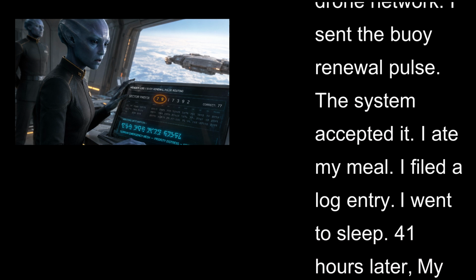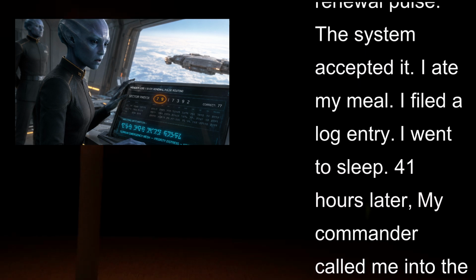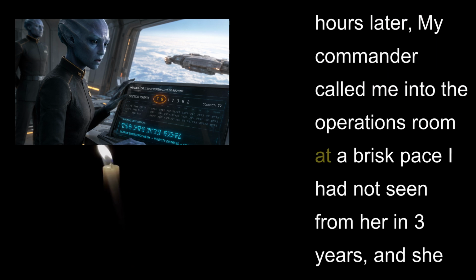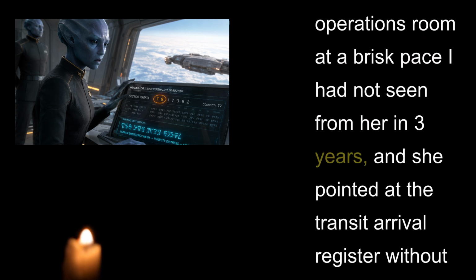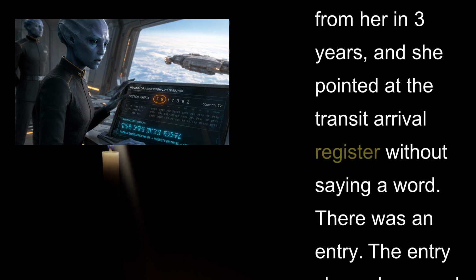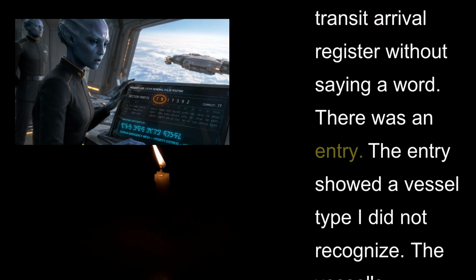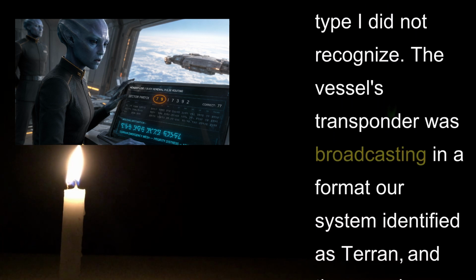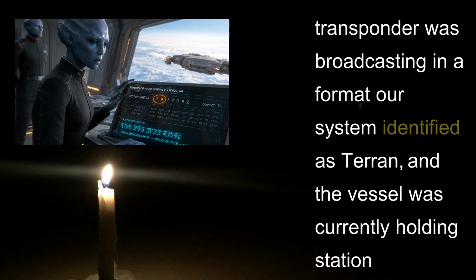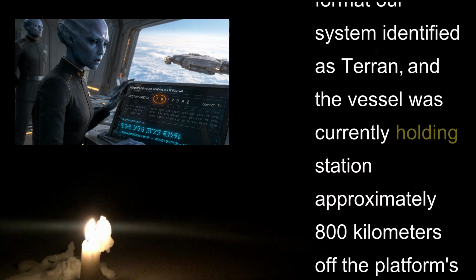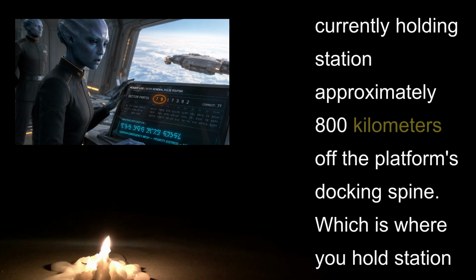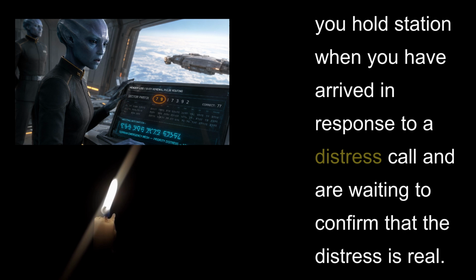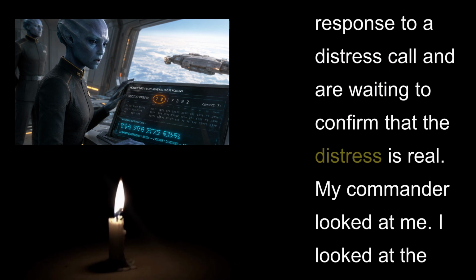I sent the Buoy-Renewal pulse. The system accepted it. I ate my meal. I filed the log entry. I went to sleep. 41 hours later, my commander called me into the operations room at a brisk pace I had not seen from her in 3 years, and she pointed at the transit arrival register without saying a word. There was an entry. The entry showed a vessel type I did not recognize. The vessel's transponder was broadcasting in a format our system identified as Terran, and the vessel was currently holding station approximately 800 kilometers off the platform's docking spine, which is where you hold station when you have arrived in response to a distress call and are waiting to confirm that the distress is real.